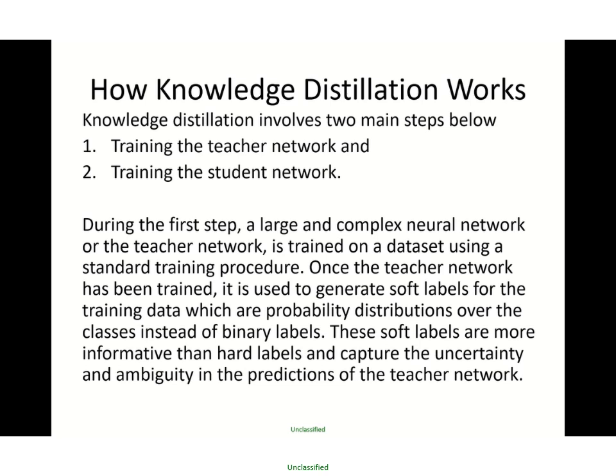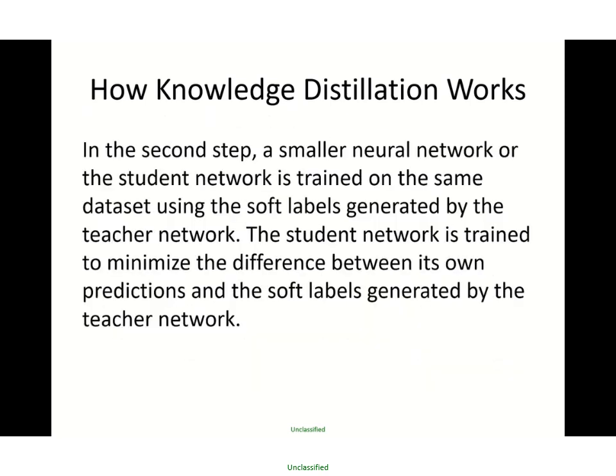These soft labels are more informative than hard labels and capture the uncertainty and ambiguity in the predictions of the teacher network. Now, in the second step, which is the student training step, a smaller neural network or student network is trained on the same data set using soft labels generated by the teacher network. Soft labels are the outputs that come from the teacher network, which act as inputs in the student network. The student network is trained to minimize the difference between its own predictions and the soft labels generated by the teacher network.